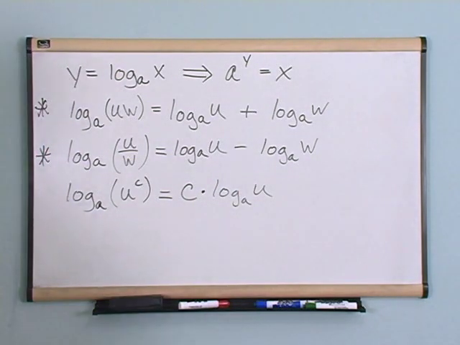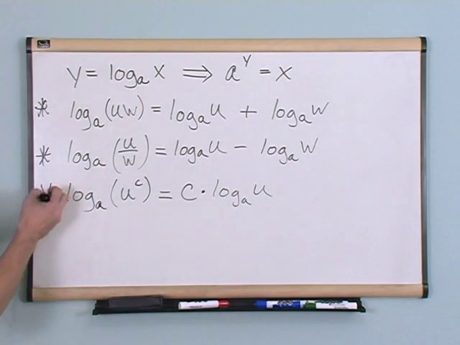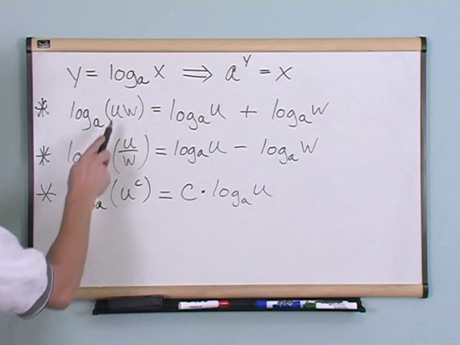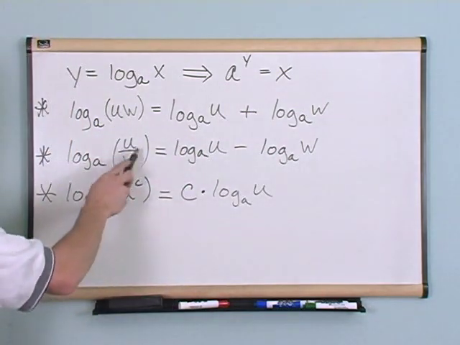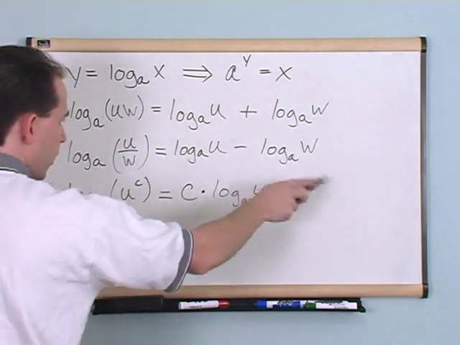Okay? So these are three very important results. You might want to pause the video and maybe write these down, or if you already have them written down, great, continue on. But basically you have the three things. If you're taking the log of two things multiplied, then you take the logs and you add them up. If you're dividing two things and you're trying to take the log, you take the log and you subtract them.